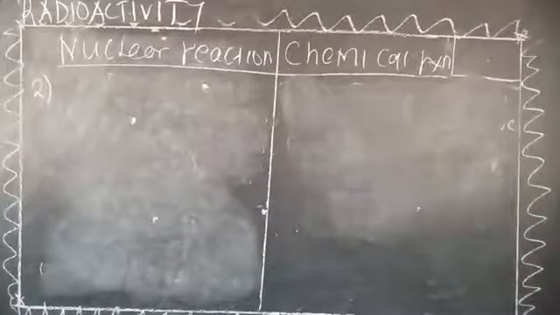Number 2, during nuclear reactions, the nuclei of the atom changes completely and new elements are formed. But then in chemical reactions, elements retain their identity and the nuclei remains completely unchanged.